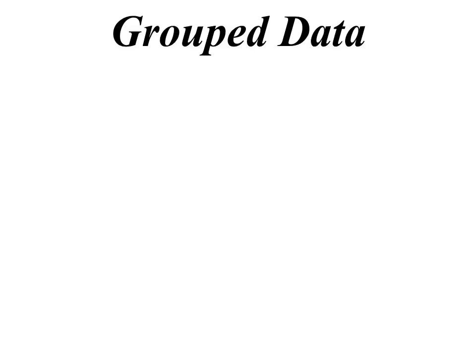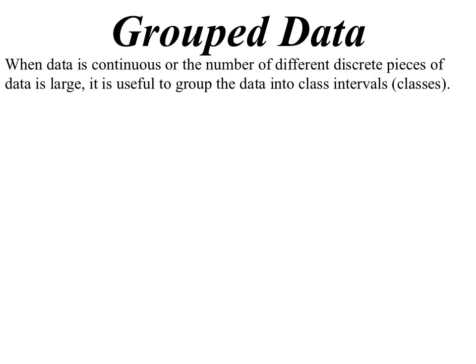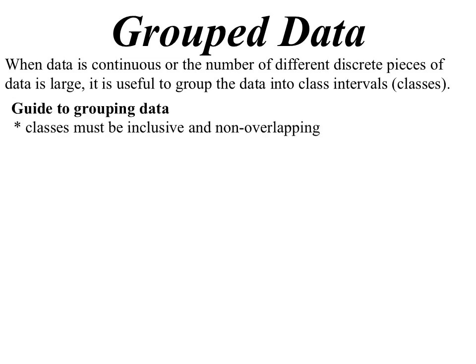Group data. Sometimes we've got so much different data that to plot every individual number is not practical. So we group them into classes. A guide to doing that: the classes have to be inclusive and not overlapping, because if they were overlapping, then you'd say, well, hang on, which one do I put it in? So it has to be clear which one it goes in. That means, therefore, that every score will belong to one and only one of the classes.